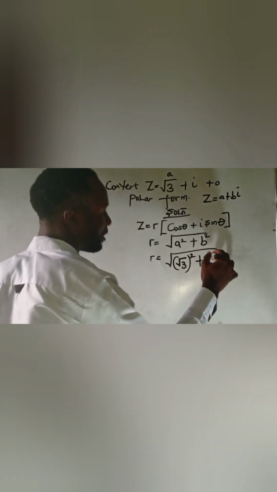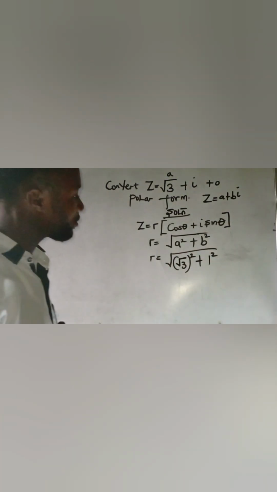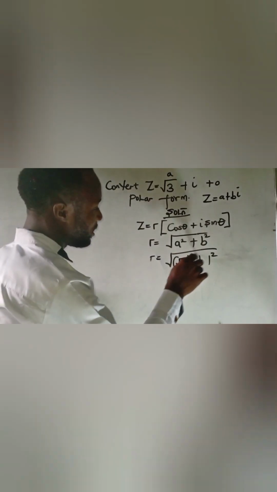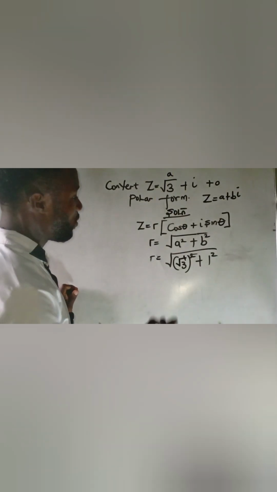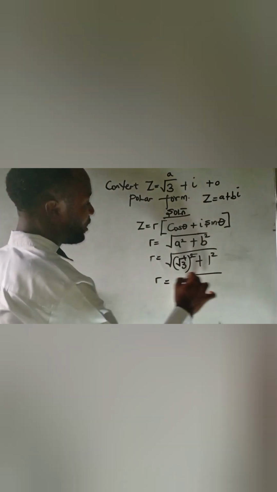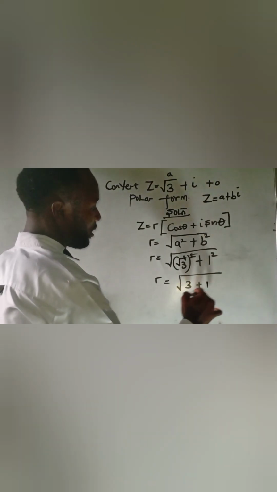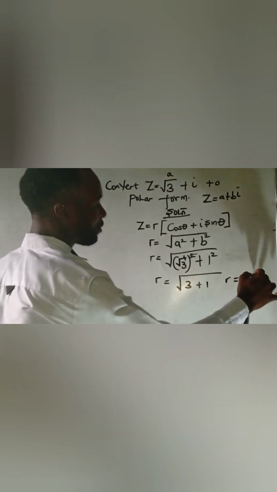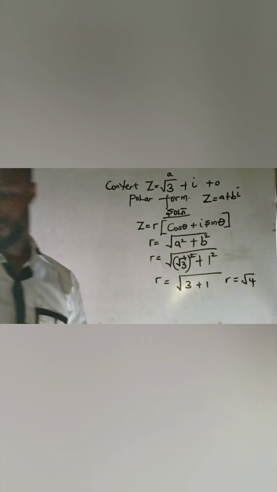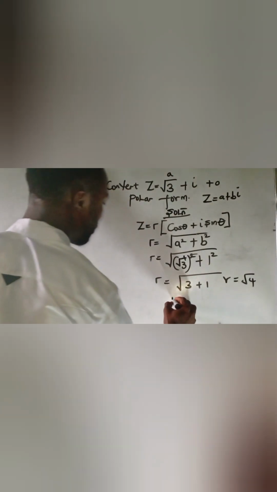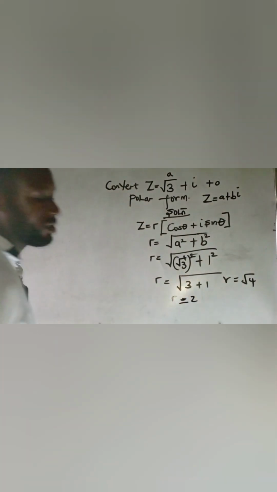So now a is square root of 3 raised to power 2, then 1 raised to power 2. Remember that in mathematics, the square and the square root cancel. So what we have there is 3 plus 1 squared, which is still 1. Then r is equal to square root of 4. Square root of 4 is what? If you check, square root of 4 will give us 2. R is equal to 2. The modulus r is equal to 2. Then we are done with that.